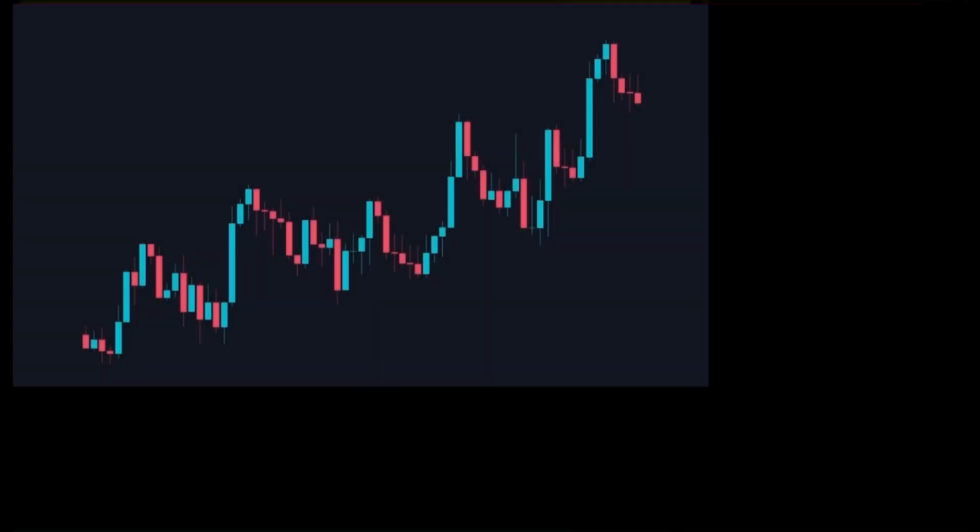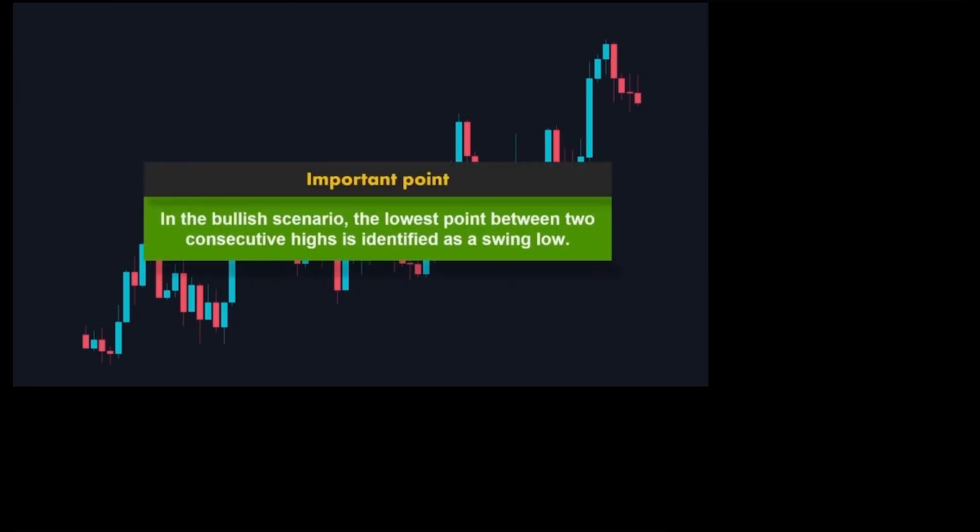So here, let's identify the valid change of characters. In order to do that, first we must identify our swing lows. In the bullish scenario, the lowest point between two consecutive highs is identified as a swing low. Here we have two consecutive highs, so the lowest point between these two is our swing low. As long as the price stays above this level, it represents a bullish market, and we will only look for buying opportunities.